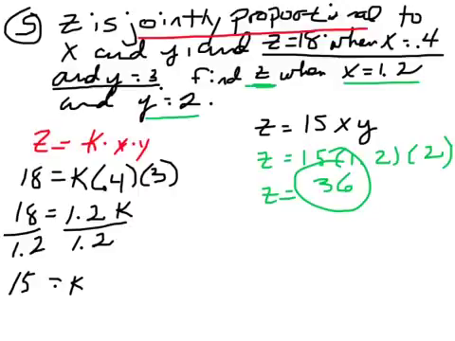Really, you're just making an equation. There's always going to be a k. Use the k's in the denominator or in the numerator. If it says jointly proportional, you're putting your variables in the numerator. If it says inversely proportional, you're going to put those variables in the denominator.